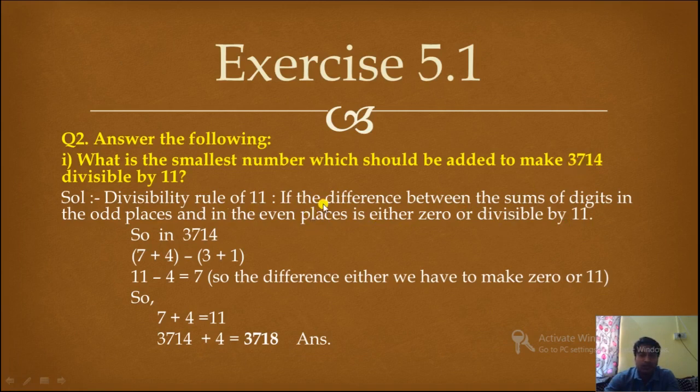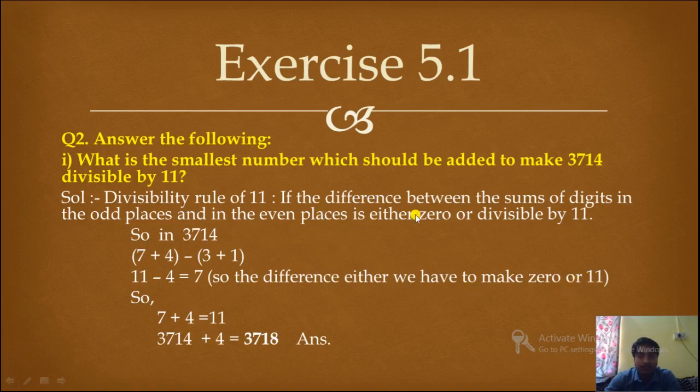So what are the numbers there in odd places? 4 and 7. So 7 plus 4 minus, and in the even places, what are the numbers? 3 and 1. So 3 plus 1. So we have to find the difference. 7 plus 4 is 11 and 3 plus 1 is 4. 11 minus 4 is 7. So the difference we have to make either 0 or 11.